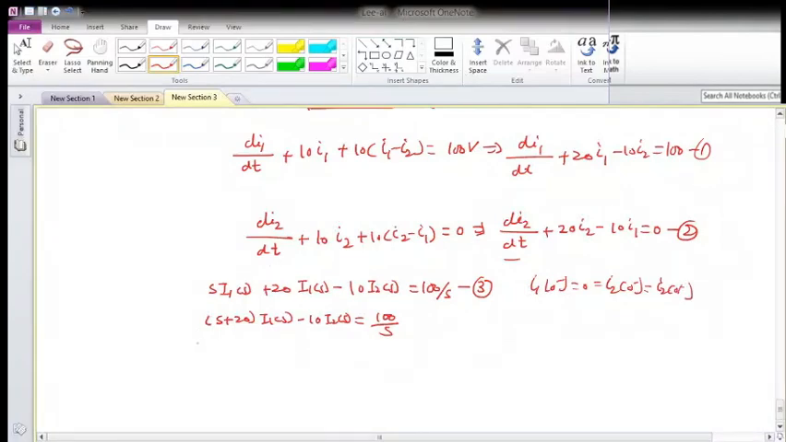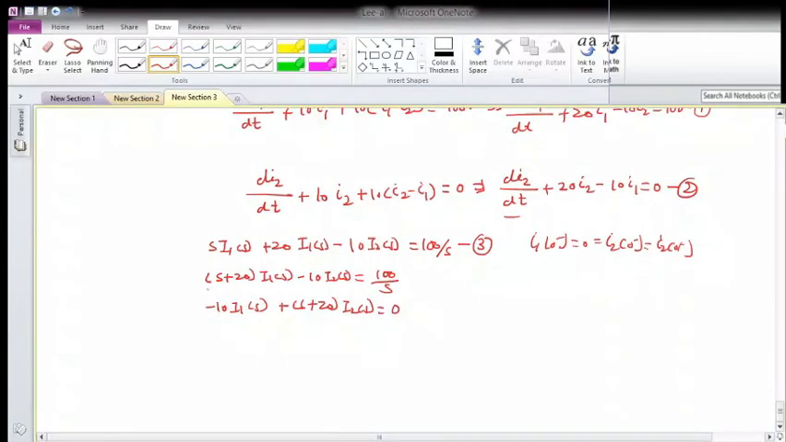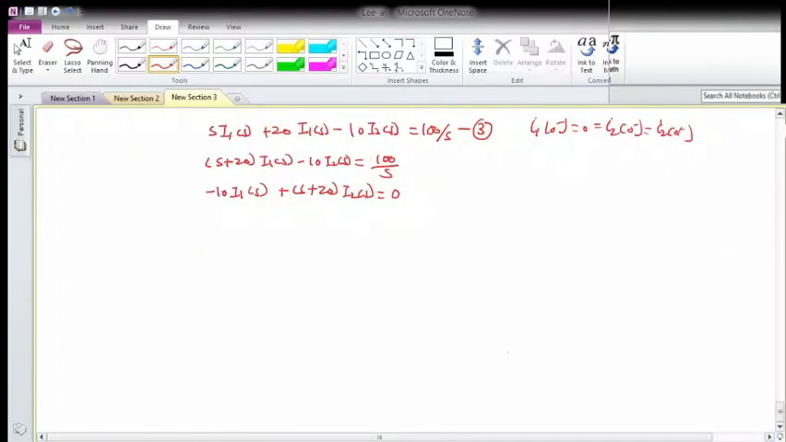Now for the second equation it will be -10 I1(s) + (s + 20) I2(s), which is equal to 0. And we already solved such kinds of circuits by the use of the differential approach, right? So the same here, we have to find the determinant and all.